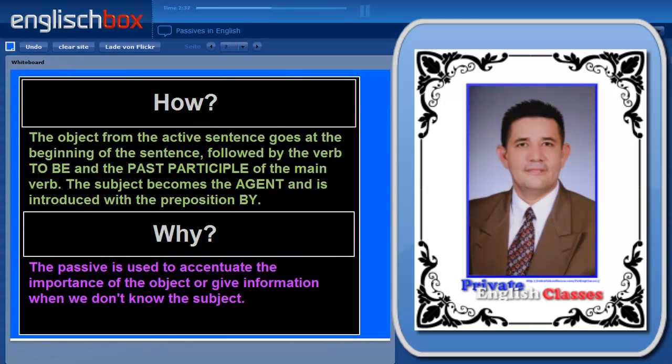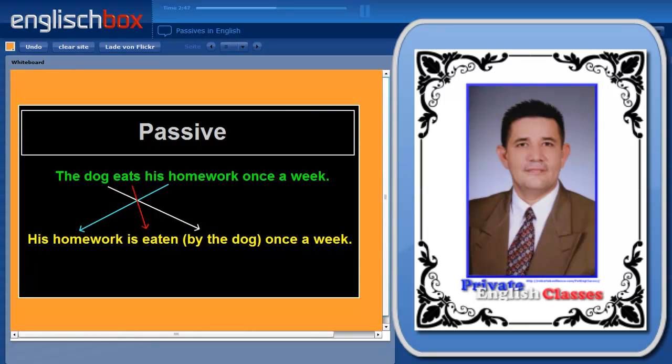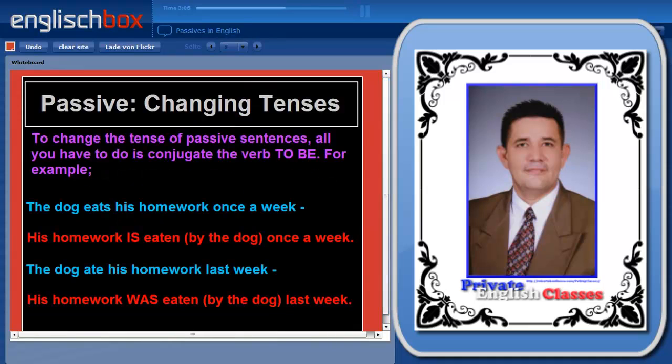But why do we use the passive? Well, the passive is used to accentuate the importance of the object or give information when we don't know the subject of the sentence. So his homework is eaten once a week. Perhaps we don't care who eats it. The main thing is he does his homework. Or we don't know who or what ate it. We don't know if it was a dog, a hamster, or his little brother.